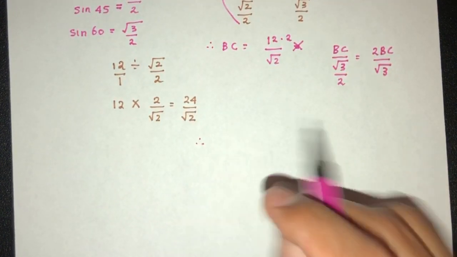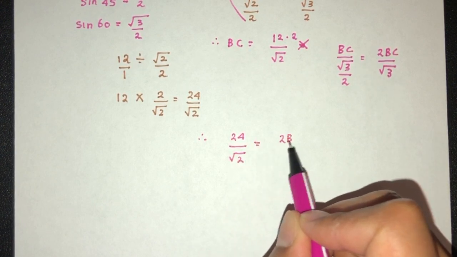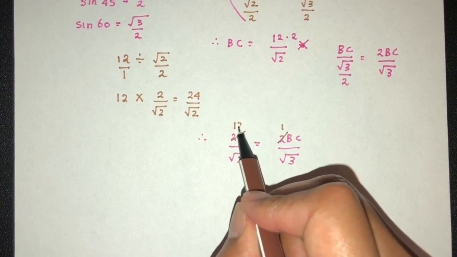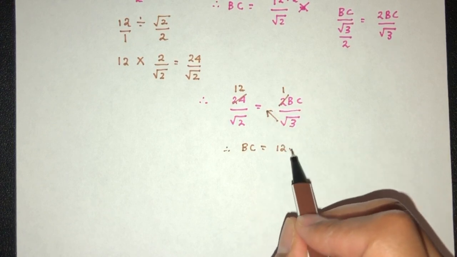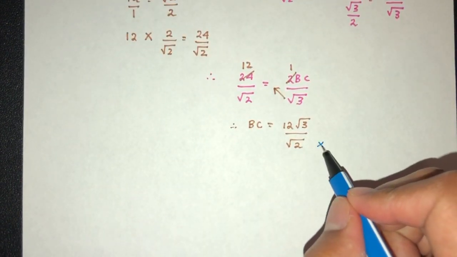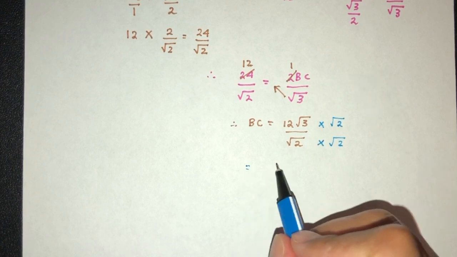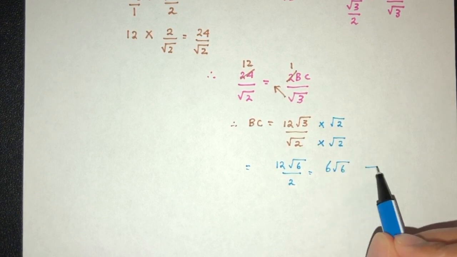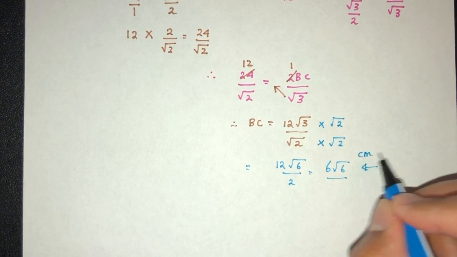So right now we have on one side 24 over root 2 is equal to 2 BC over root 3. Now divide by 2, that will be 1, that will be 12. Simplify, BC is equal to, we send this over here, that will become 12 root 3 over root 2. Now we can of course try to simplify this, so we multiply by root 2 here and by root 2 upwards as well, so we don't change the fraction, right? That will be 12 root 6 over 2. That should be 6 root 6, and that will be BC. For the exact value you have to write centimeter as well.